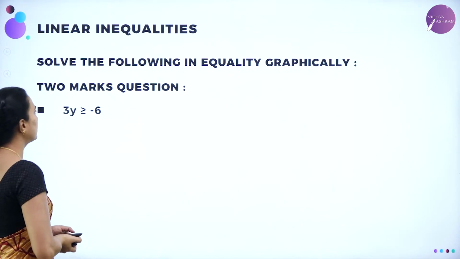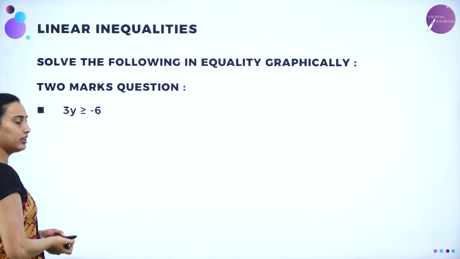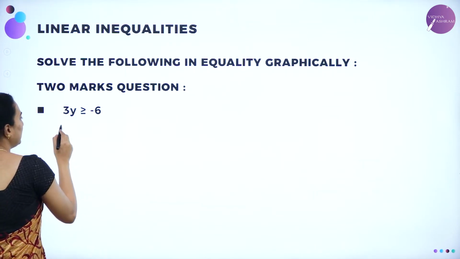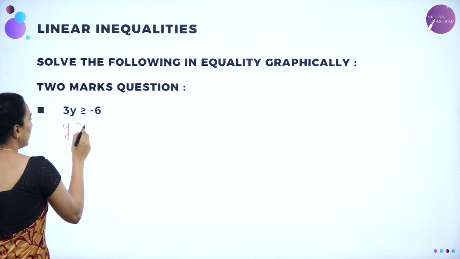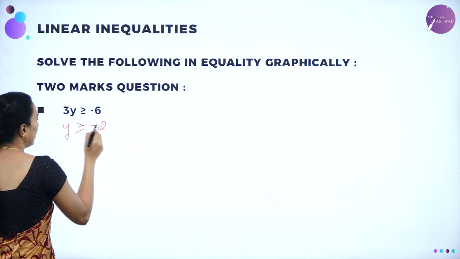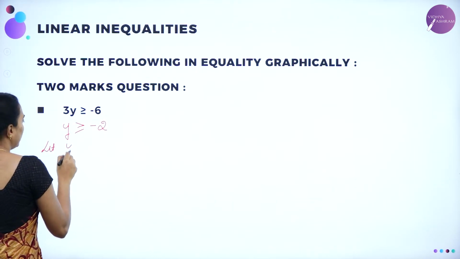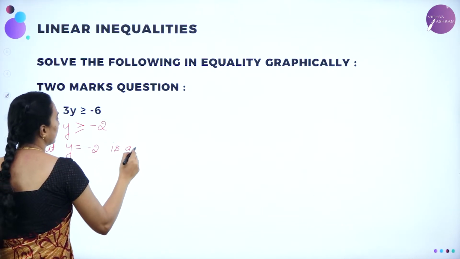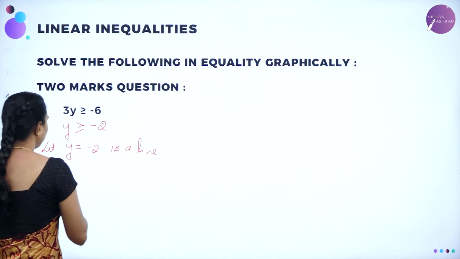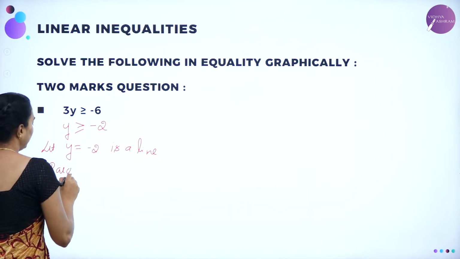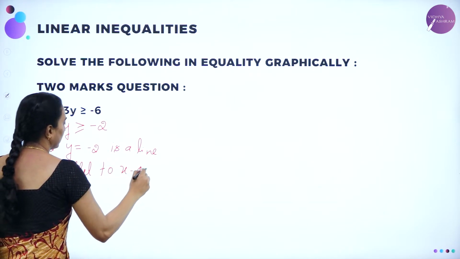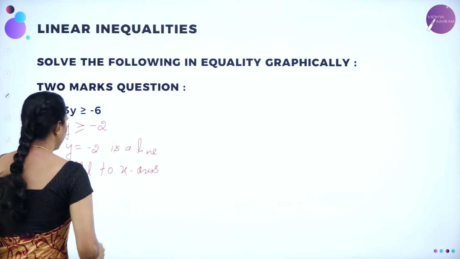Now we'll move on to the next problem. 3y is greater than or equal to -6. Then let us divide throughout by 3. What happens? 3y by 3, it will be y is greater than or equal to -2. Now I am going to equate this. If y is equal to -2, it is a line parallel to the x-axis. Now we need to test for the origin.